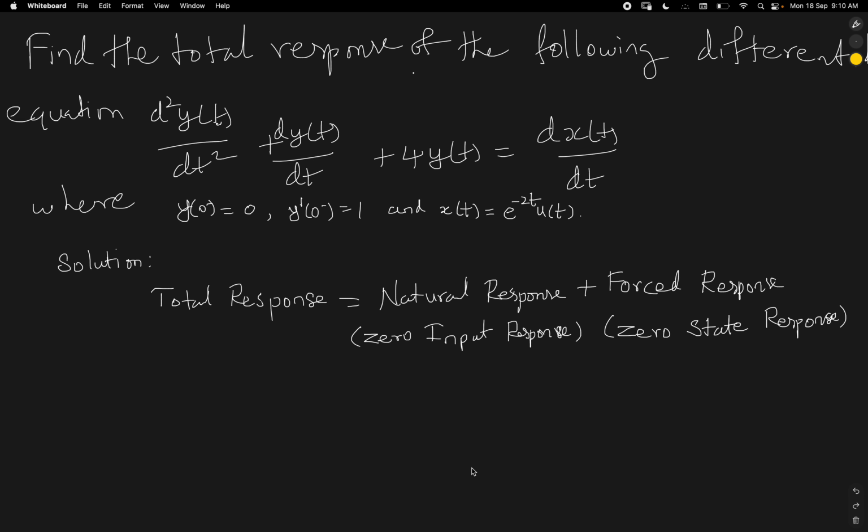So in this problem, first we will deduce an equation considering all the inputs are 0, and we will solve for y of t. That is nothing but your natural response. Then we will consider the initial conditions are 0, and again we will solve for y of t with the mentioned x of t. Then that is nothing but forced response. Let us see one by one.